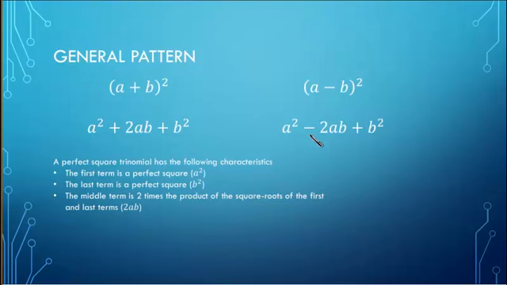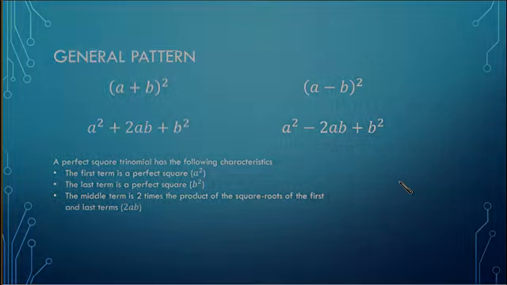So that's the pattern. Whenever you look at a trinomial, the first term needs to be a perfect square, the last term needs to be a perfect square, and the middle term needs to be plus or minus twice the product of the square roots of the first and last terms. So remember, the square root of a squared is a, the square root of b squared is b. So let's look at some examples now.